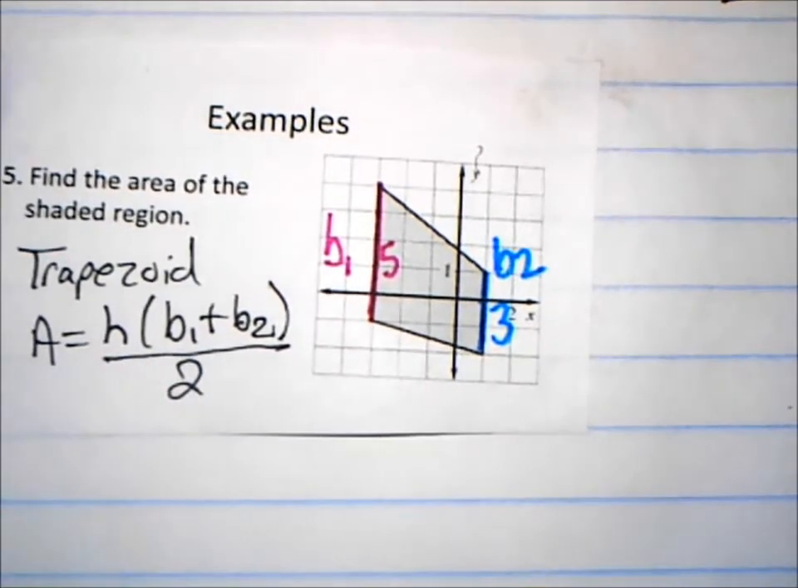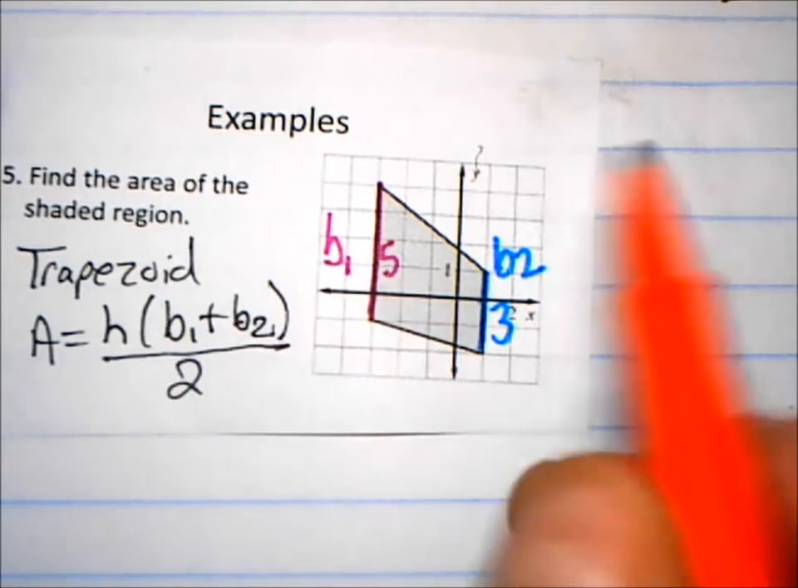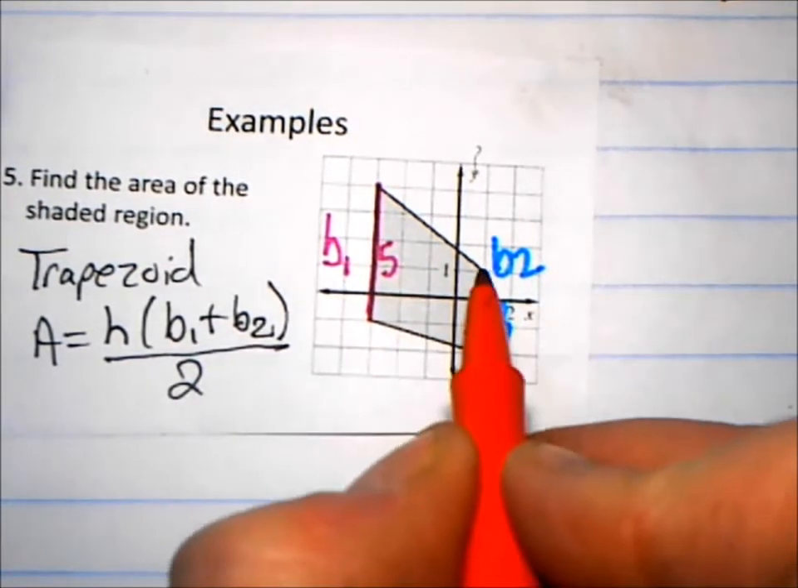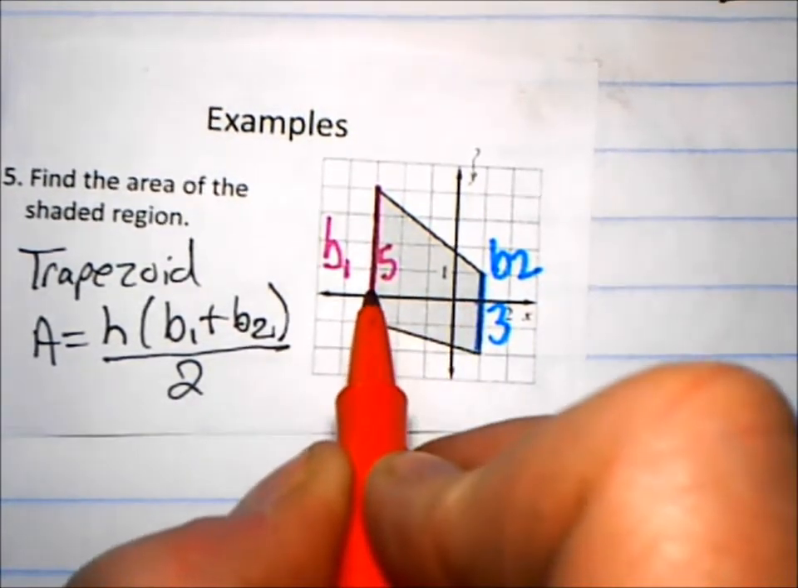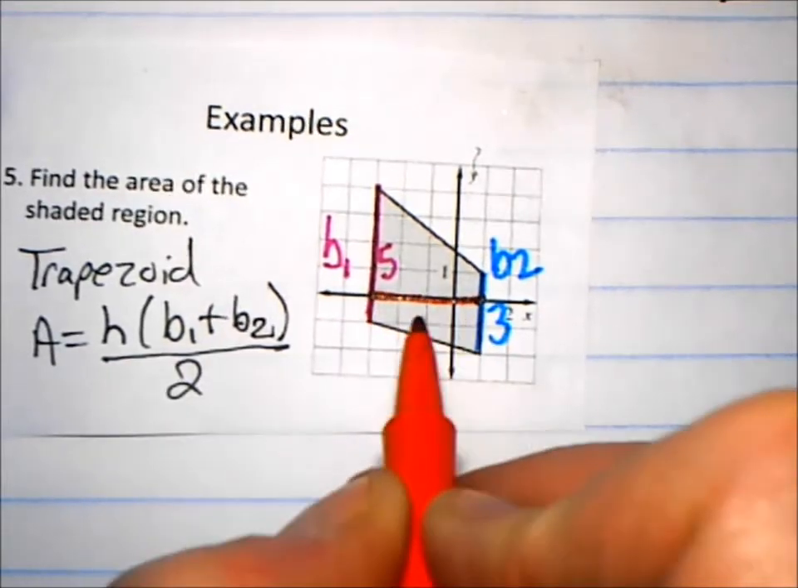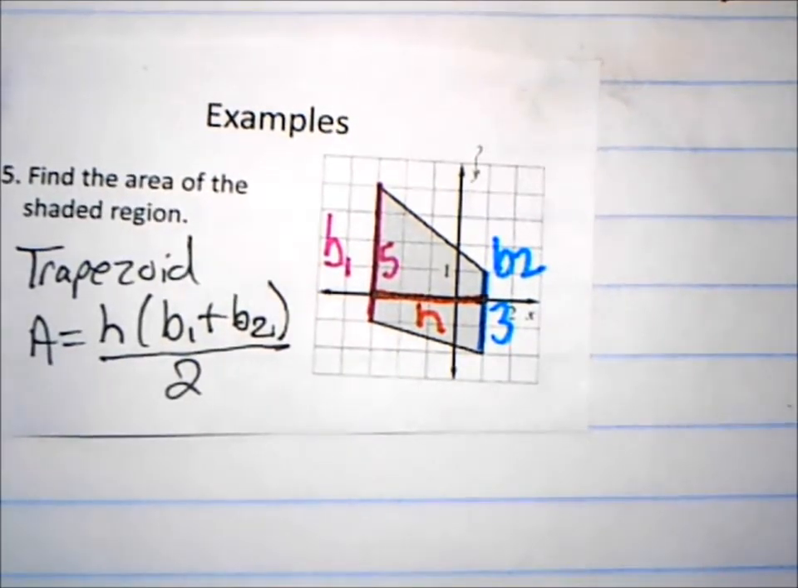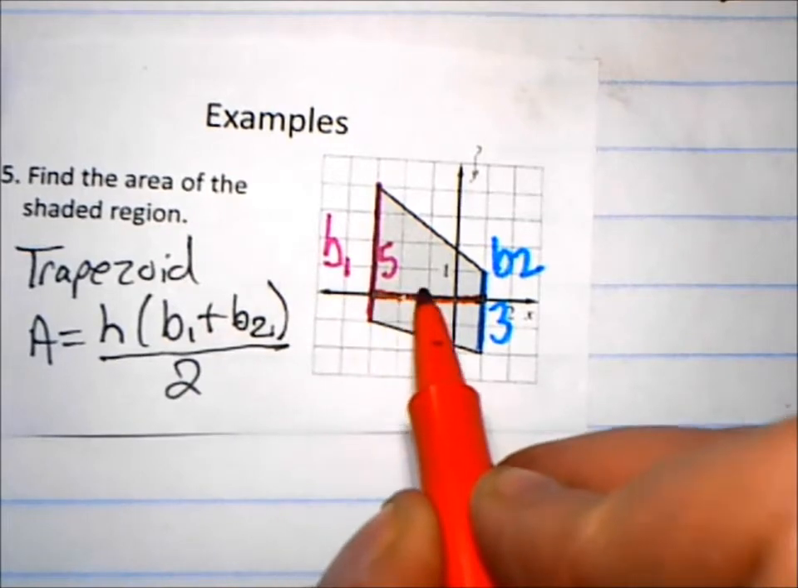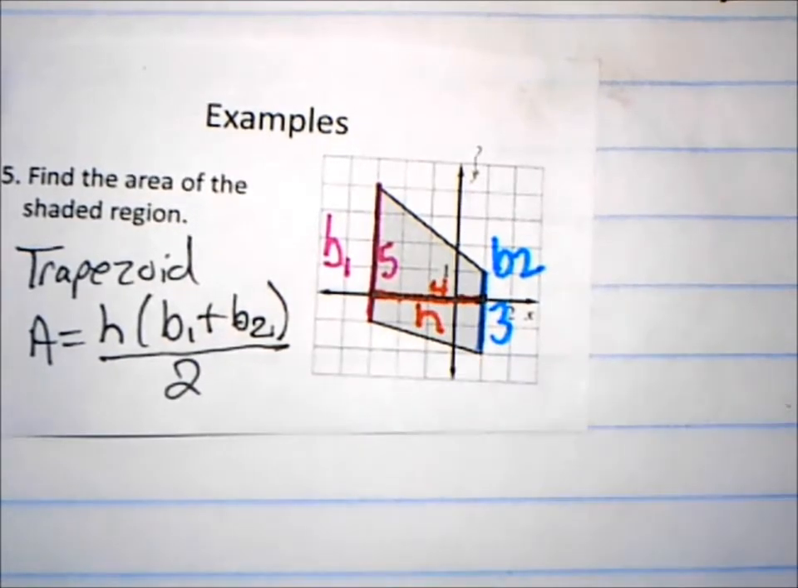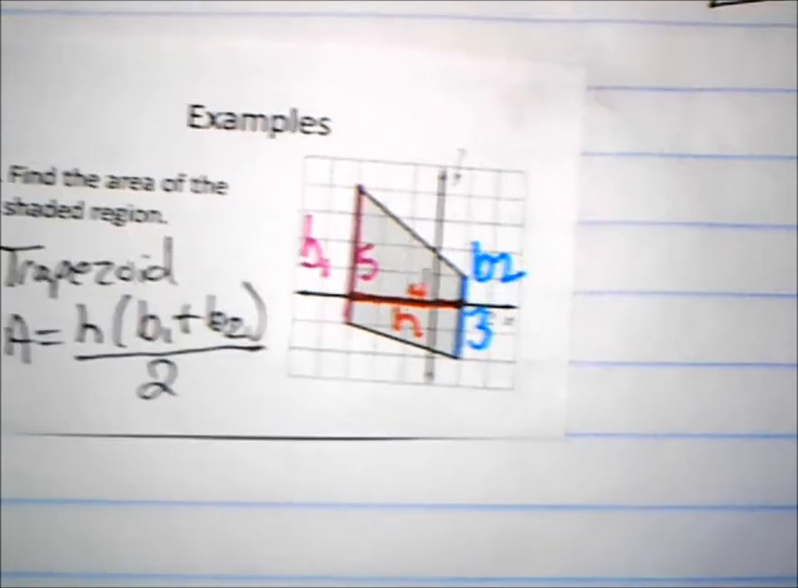Now I need the H, the height. The height is the perpendicular distance between the bases, so I can pick any one of these lines that goes from top to bottom. Doesn't matter where. I'm going to pick the x-axis. This is going to represent my height. And if I look at it, it is 1, 2, 3, 4 tall. So I have my 3 numbers now. I can plug it into my formula and have my answer.